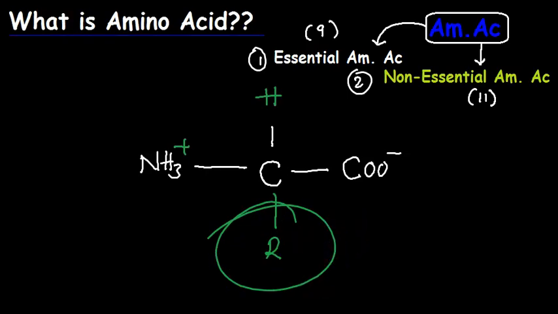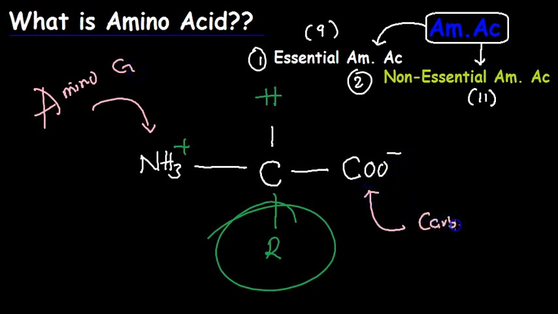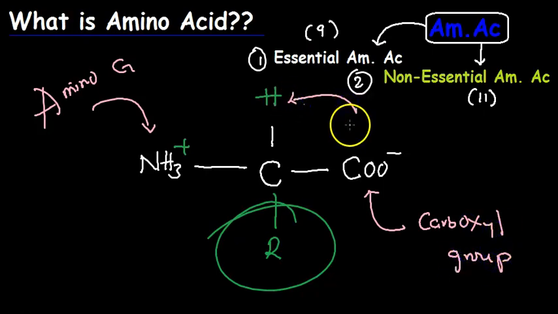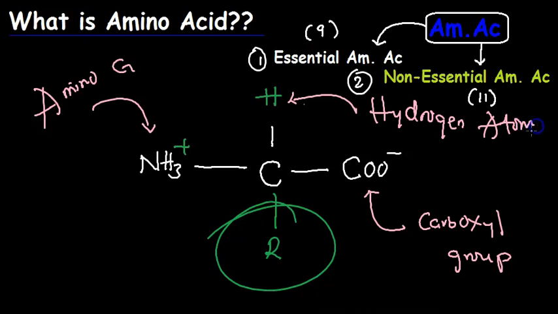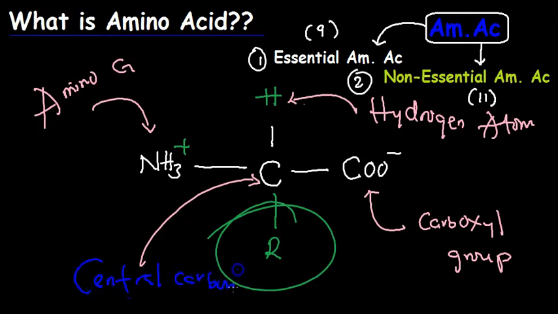So in this case, we call this the amino group. Let's write it down: amino group. And this we call the carboxyl group. Here we have the hydrogen atom. Let's complete it. And here is the central carbon. What about the last one? The last one is the side chain.